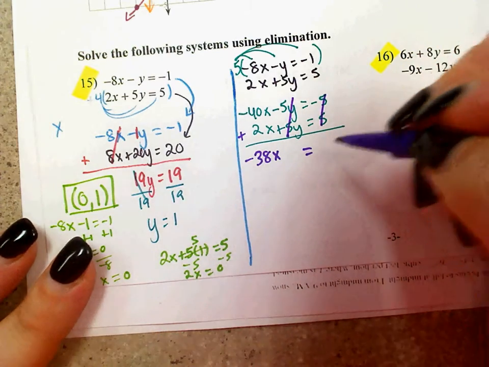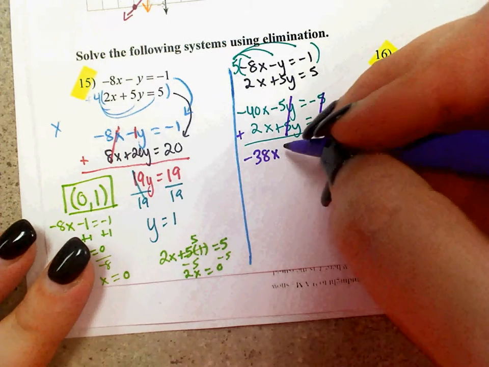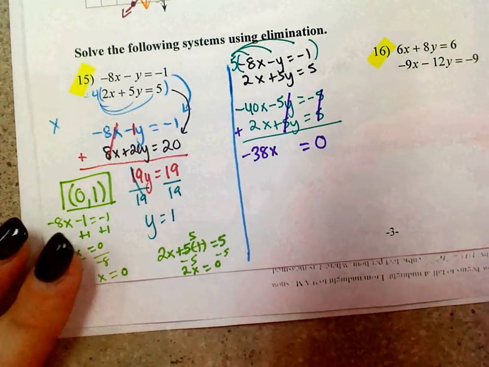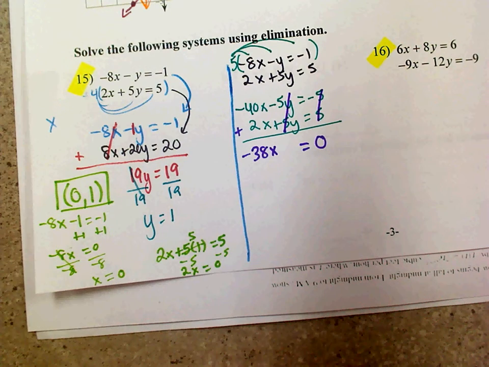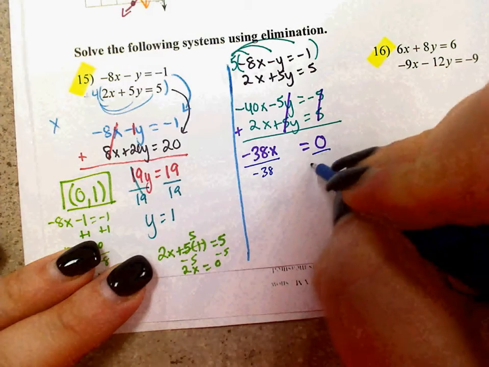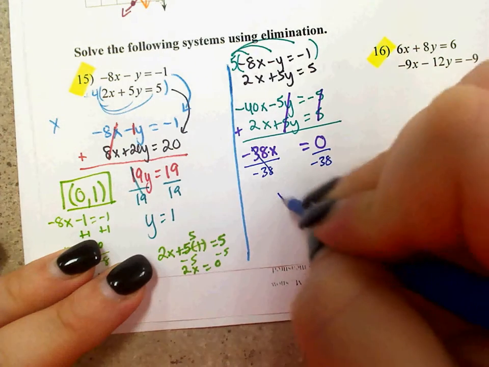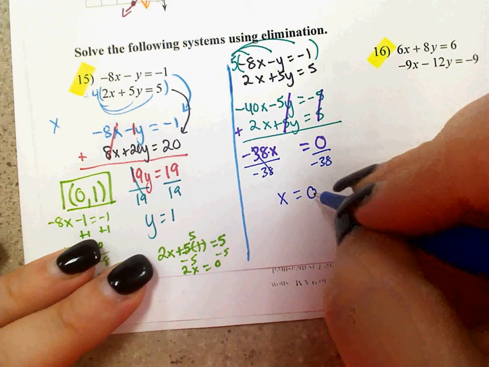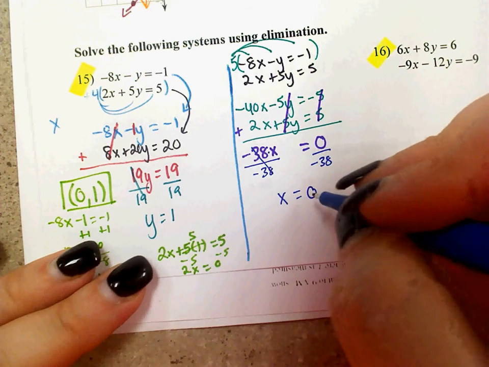But don't think that I don't know what to write. I just don't write plus 0 because I don't need to, but here I need to have something over there, so I've got to go ahead and write 0. If you're trying to solve for x, you want to divide because you're multiplying by negative 38. And then I've got x equals 0 divided by a number, and that is 0.